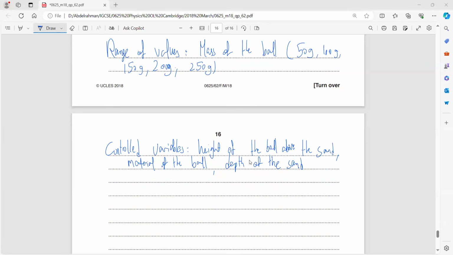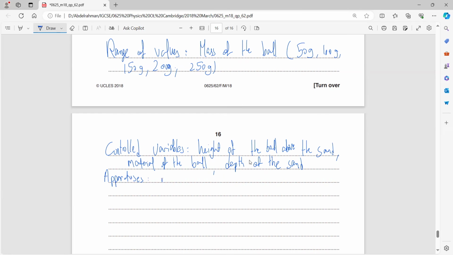What are the apparatuses I will be using? What are the apparatuses that I will be using in this question? I need two crucial apparatuses. One of them would definitely be the tape measure. You don't need a tape measure. You can actually just use a meter ruler. Okay, you can just use a meter ruler.